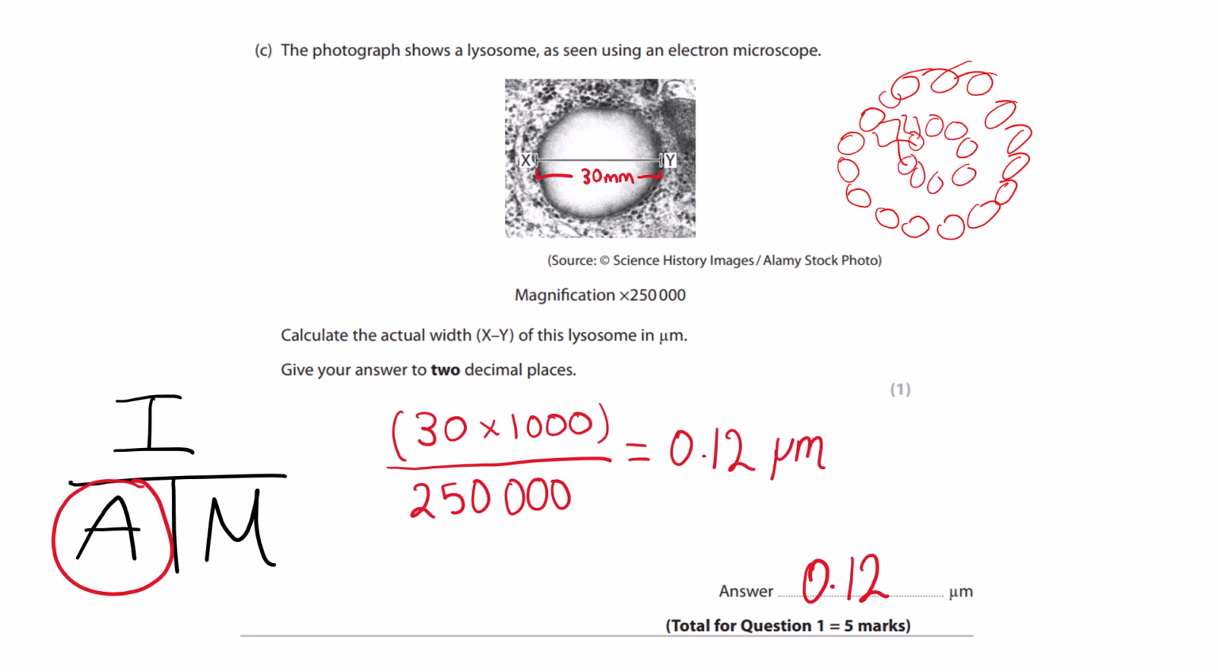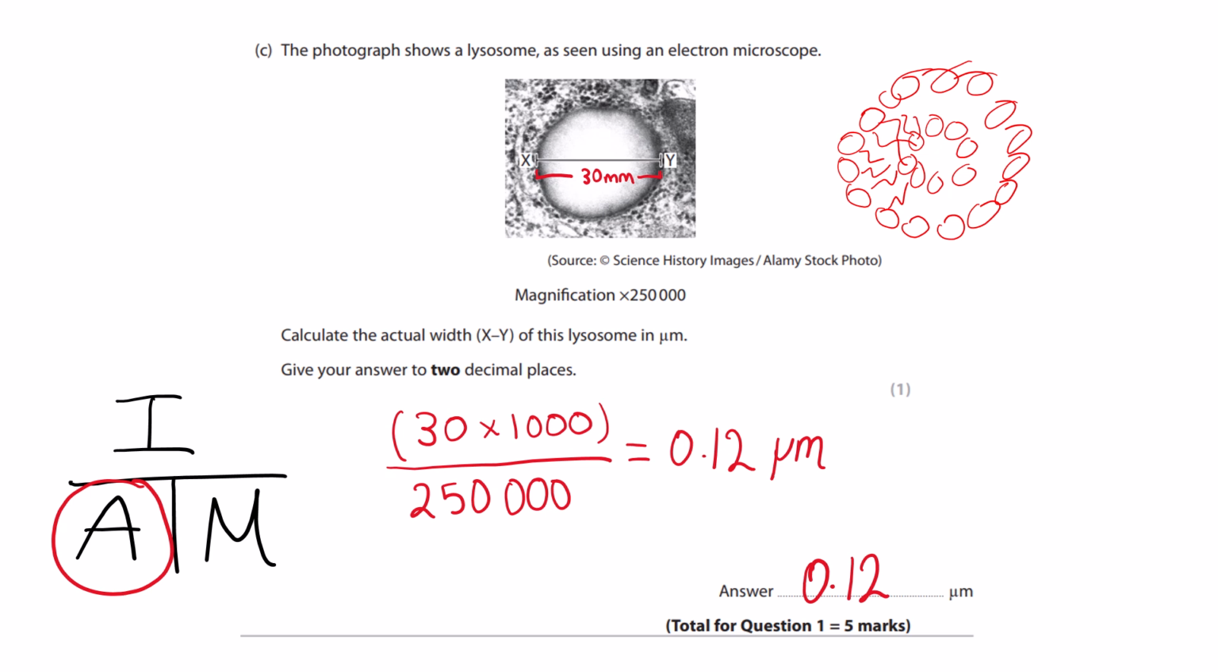So we have our phospholipid heads, we have our protein heads and our phospholipid tails. And it just looks like that all around. Okay. Calculate the actual length, the actual width, from X to Y of the lysosome in micrometers.